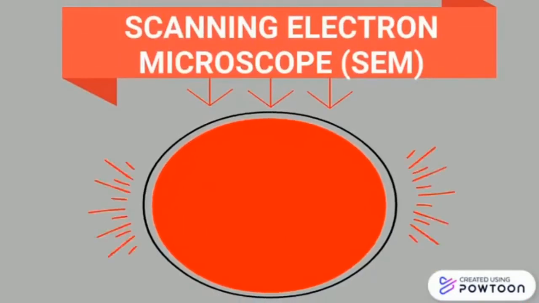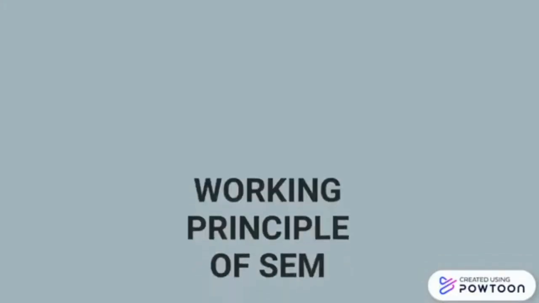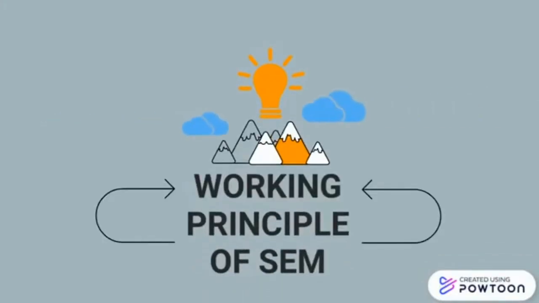The purpose of SEM is to provide a direct image of the topographical nature of the surface from all the emitted secondary electrons. How does SEM work?